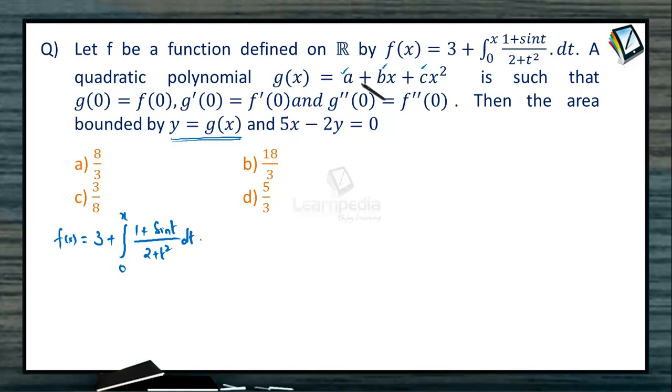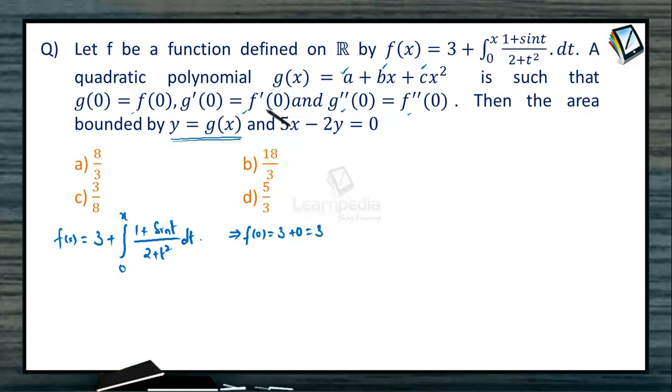So let's proceed to find the function g of x. In order to get the values of a, b and c, we need f of 0, f dash 0 and f double dash 0. All three values are required. Now clearly we can calculate f of 0. That would be 3 plus integral 0 to 0, which becomes 0. So it is 3 plus 0, and we got the value of f of 0.